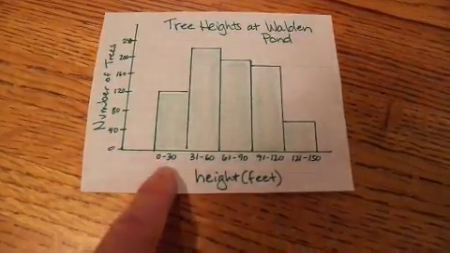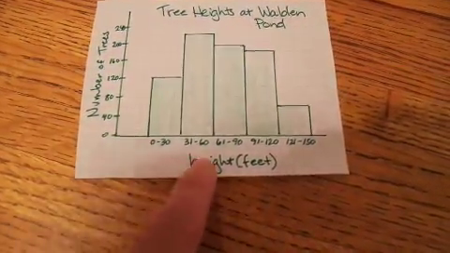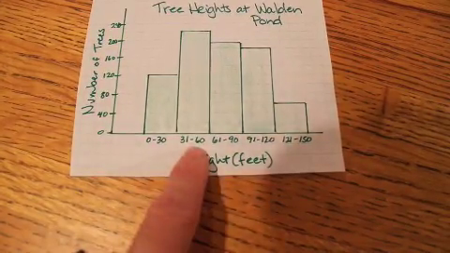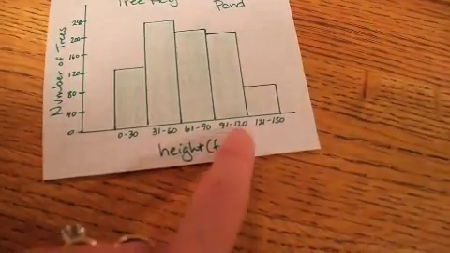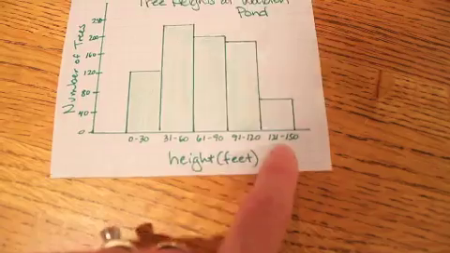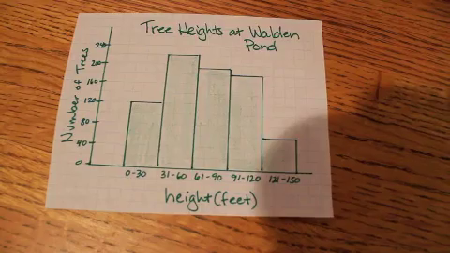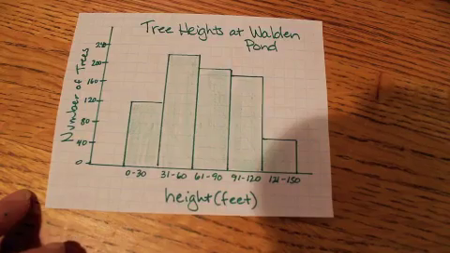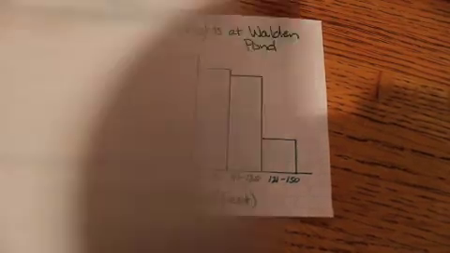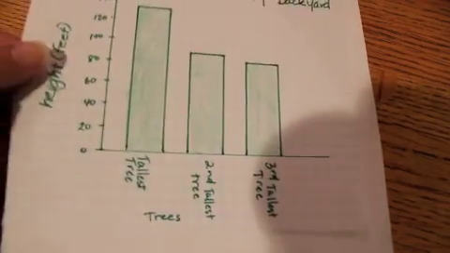We're looking at trees between 0 and 30 feet tall. We're looking at how many there are between 31 and 60, 61 and 90, 91 and 120, 121 and 150. And it shows us how many by using the scale on the side. This is called a histogram, which is different than a triple bar graph, which is different than a single bar graph.